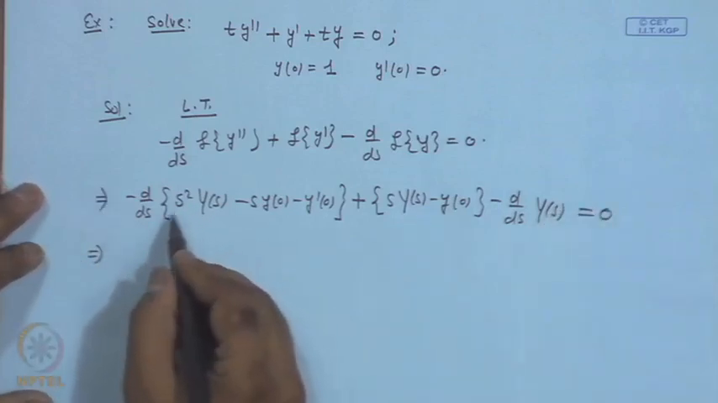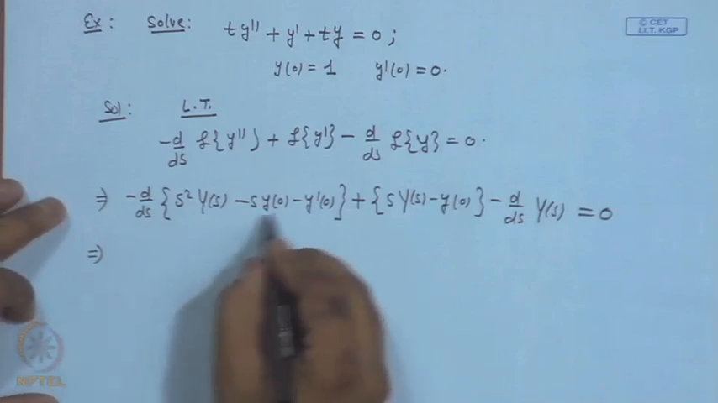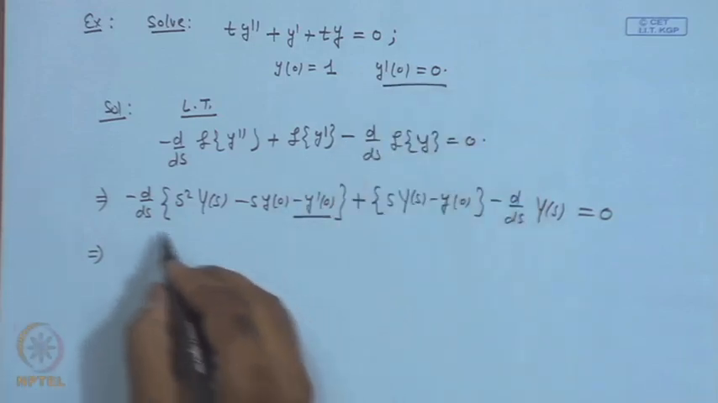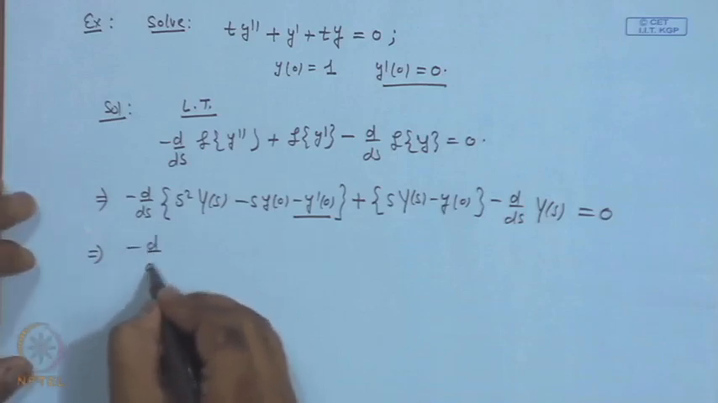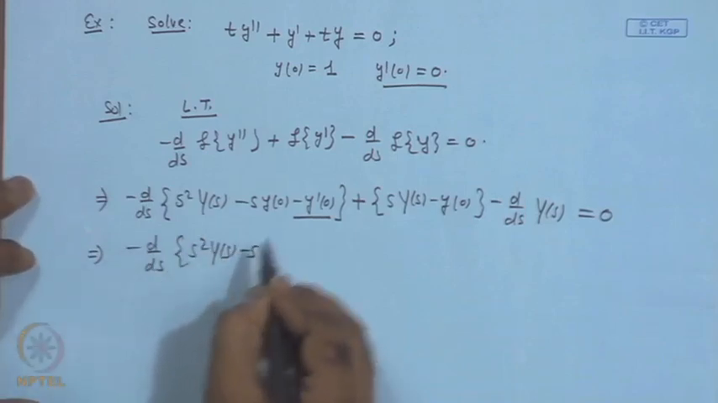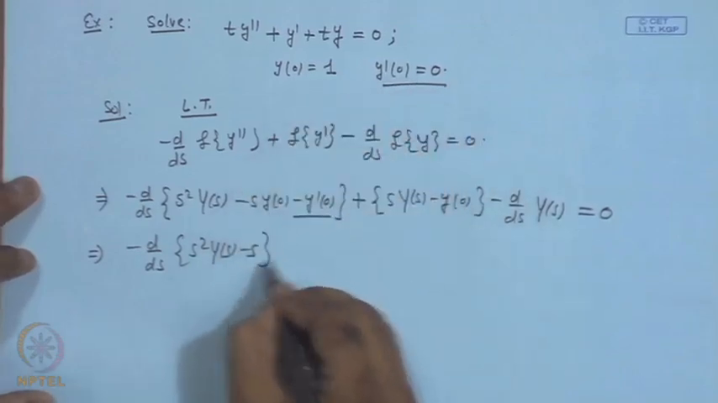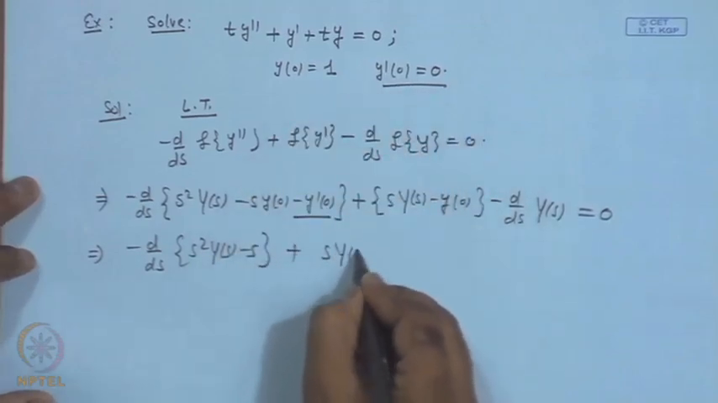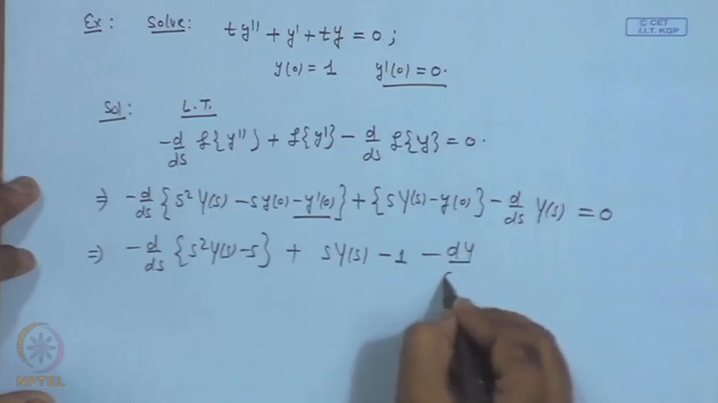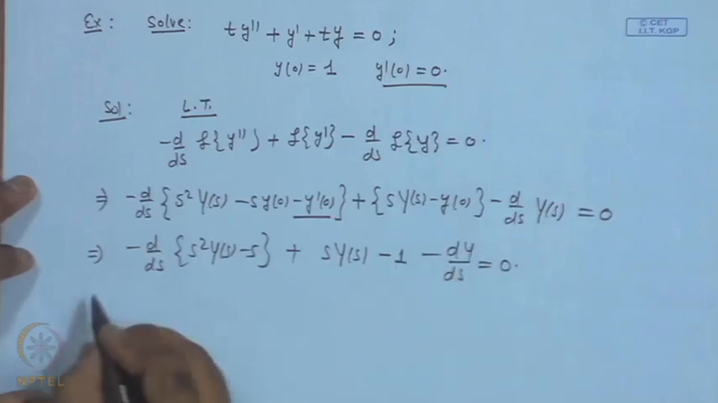What we get here, y prime(0) is 0. So, this term will vanish. So, we have minus d over ds of s square Y(s) minus y(0), which is 1, plus s Y(s) minus y(0), which is 1, minus dY over ds is equal to 0.